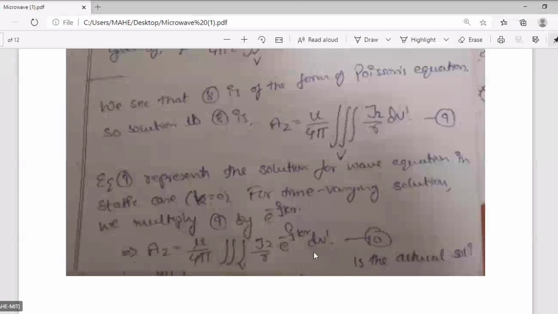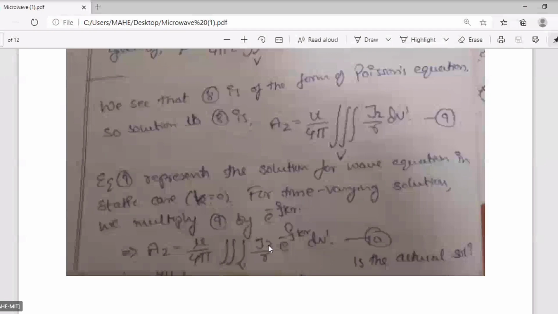So have you got how to get A from J? Expression for A from J. J is the source. Here J is Jz, e raised to the power of minus jkr into dv dash.